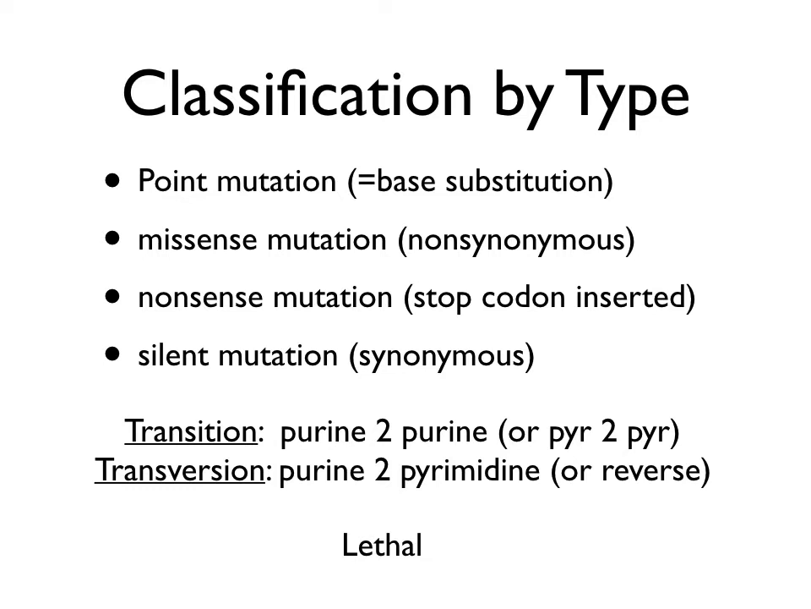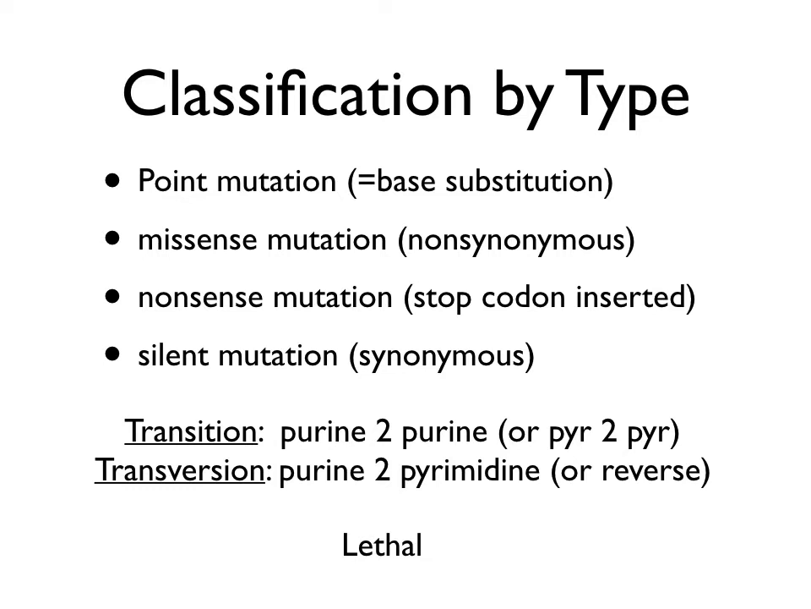Now, the particulars of the nucleotides involved in the mutation will determine whether the mutation is a transition or a transversion. This has only to do with what type of base has been substituted for what type of base. In a transition, it is a purine that has been substituted with a purine.